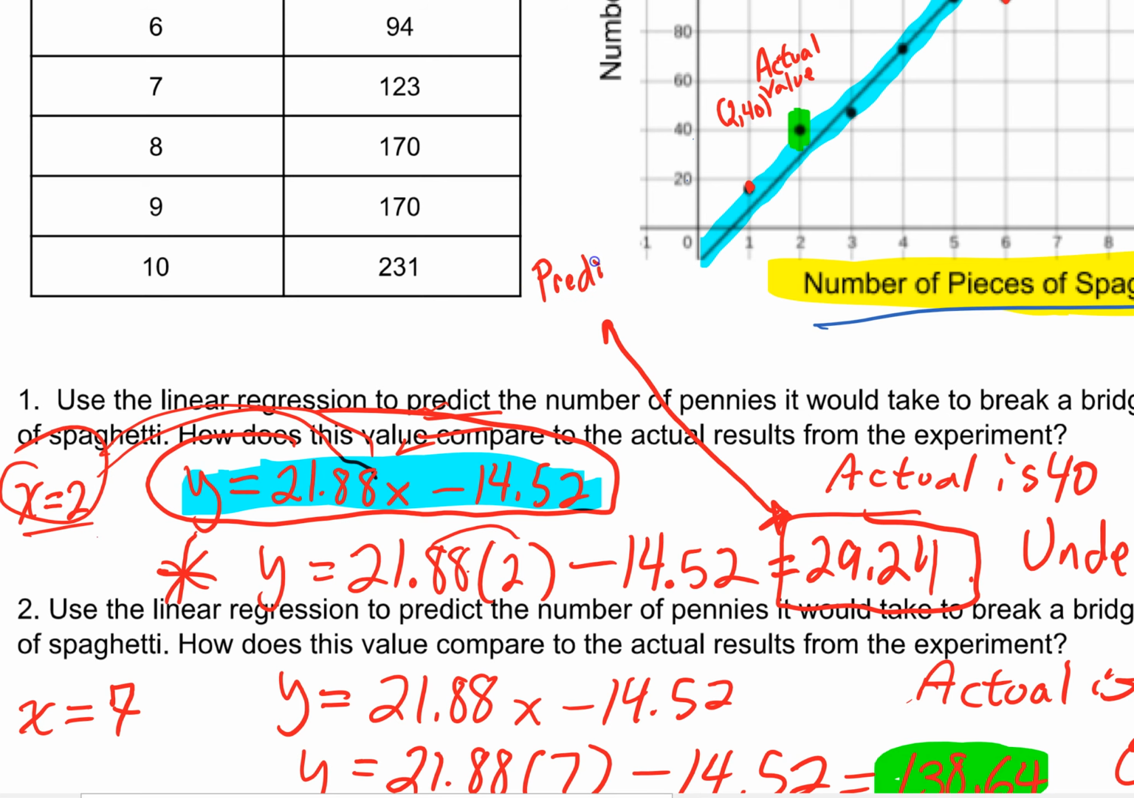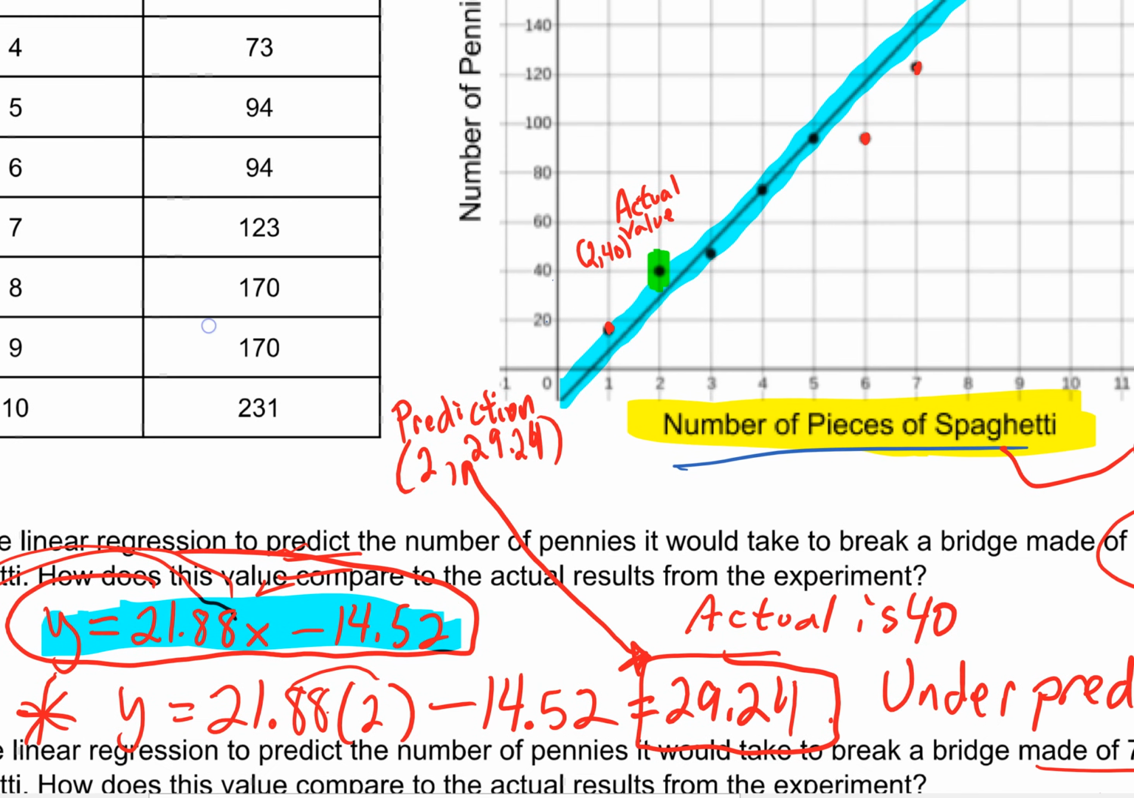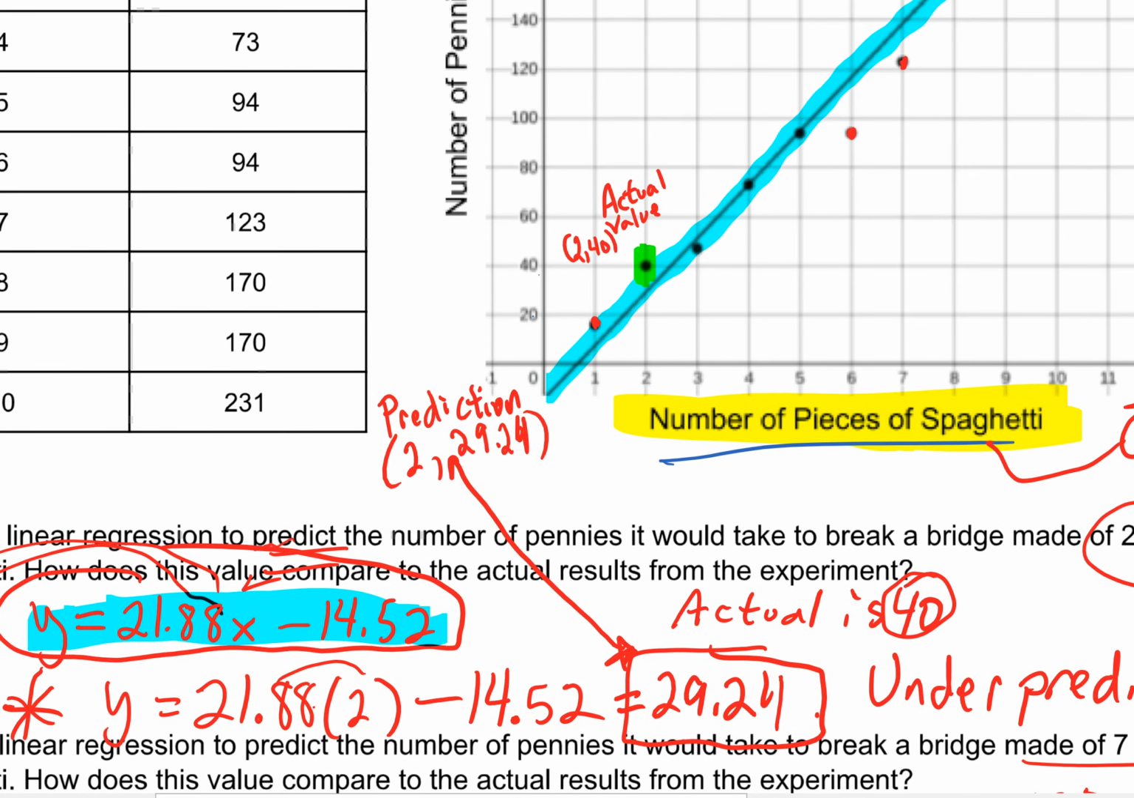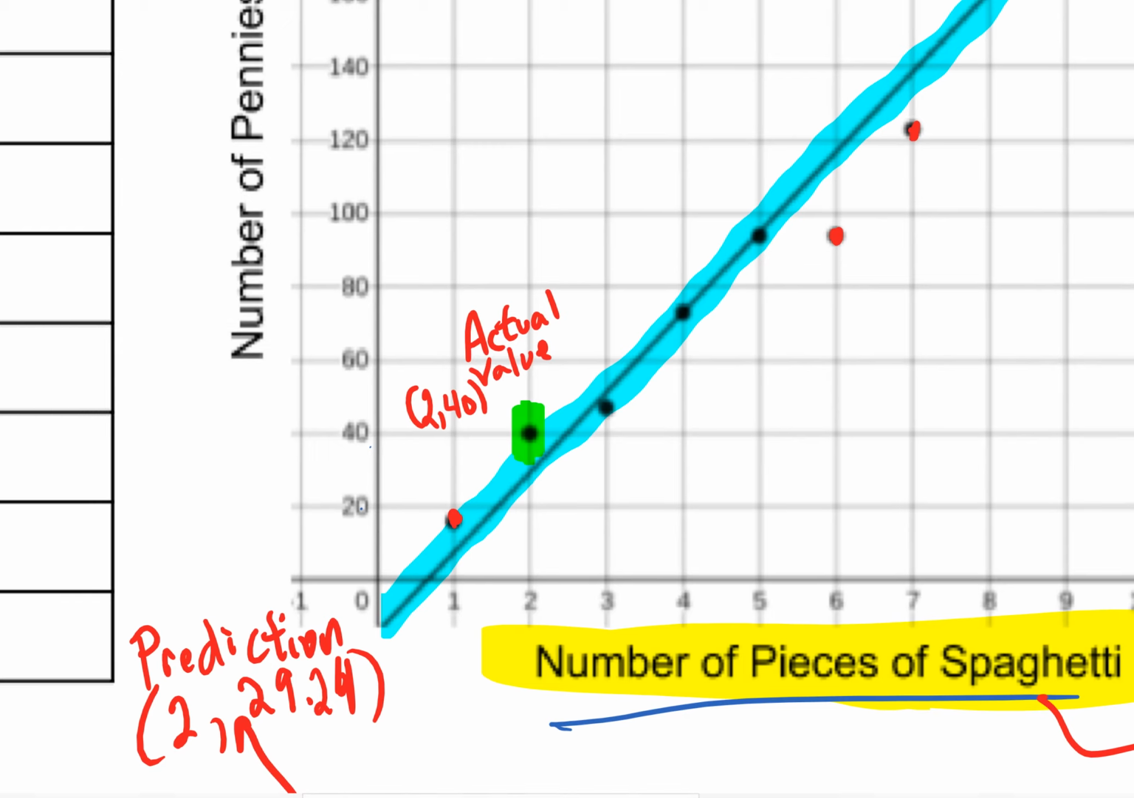This right here is a prediction. We've got a prediction that when x is equal to 2, we'd have 29.24 pennies needed to break that bridge. That's really what it's saying. Now, of course, I highlighted in green, we actually have the true actual value. We knew it was 40. So the actual value is 40. So our prediction was not right. Our prediction was off.